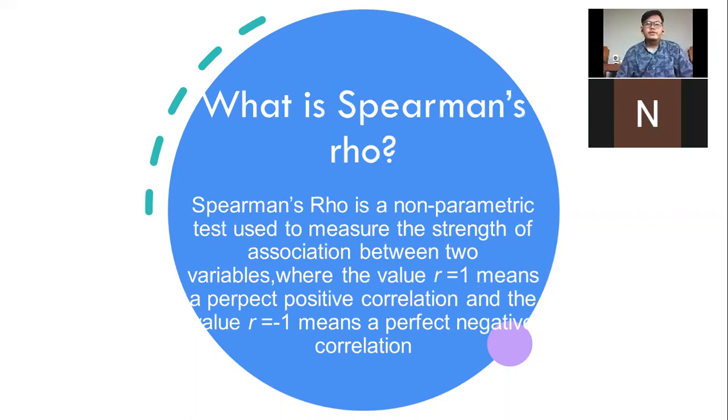And here I will discuss my part, which is Spearman's rho. Spearman's rho is a non-parametric measure used to measure the strength of association between two variables, where the value of r equal to 1 means a perfect positive correlation and the value r equal to minus 1 means a perfect negative correlation.